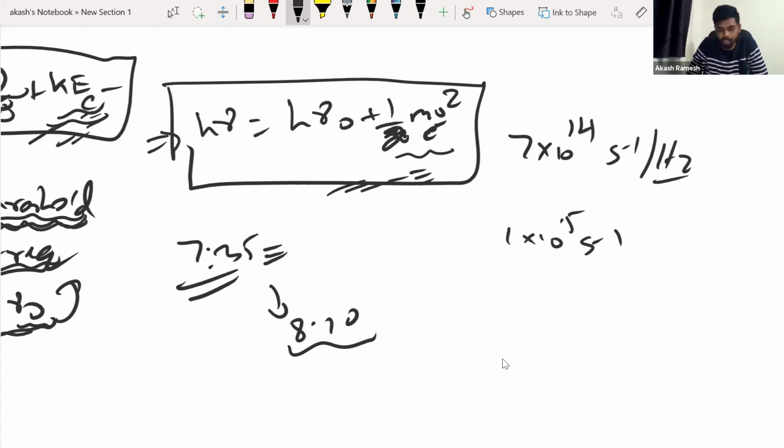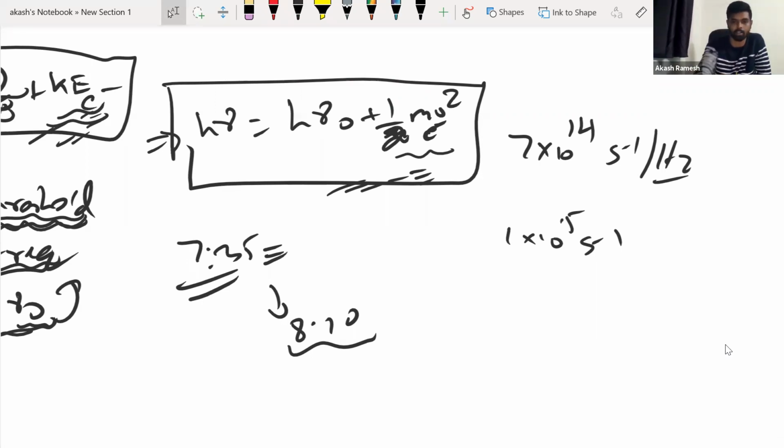I'll repeat the question, people. The threshold frequency for a metal is 7 into 10 to the power 14 per second. A radiation of frequency 1 into 10 to the power 15 per second hits the metal. The question is, find the kinetic energy of the emitted electron. Obviously this question is from the photoelectric effect. You can do it. I'll give you 2-3 minutes. Solve it and tell me.